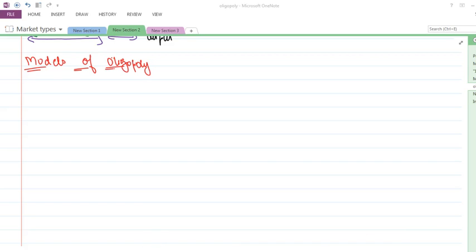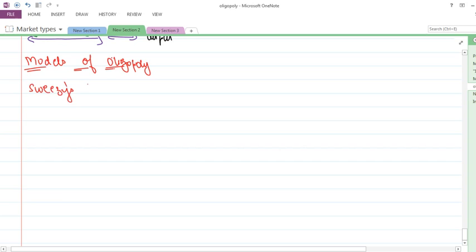Hello everyone, continuing our discussion on models of oligopoly. We are seeing the next model, which is Sweezy's model. Sweezy's model is also known as the kinked demand curve. P. Sweezy introduced the concept of the kinked demand curve to explain the determination of equilibrium in an oligopolistic market.